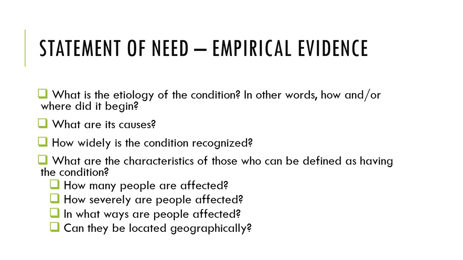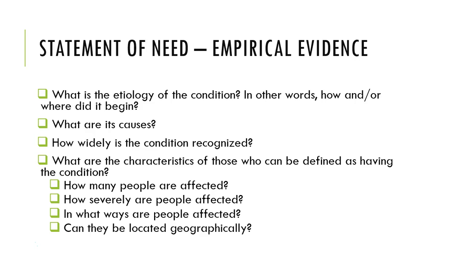And then what are the characteristics of those who can be defined as having this condition or who are affected by this unmet need? How many people are affected? How severely are people affected? In what ways are people affected? And can they be located geographically? Depending on what your organization is, it's possible that you are looking at something that's happening on a national level, again, looking at the opioid addiction epidemic.